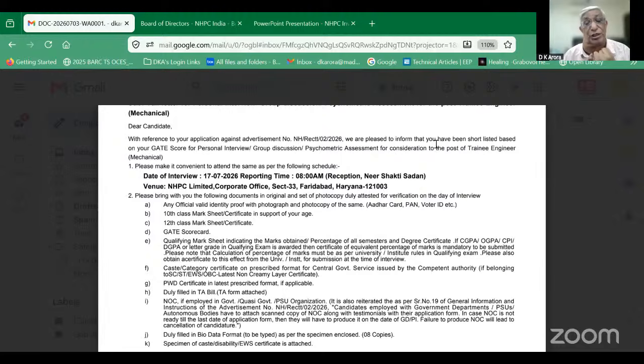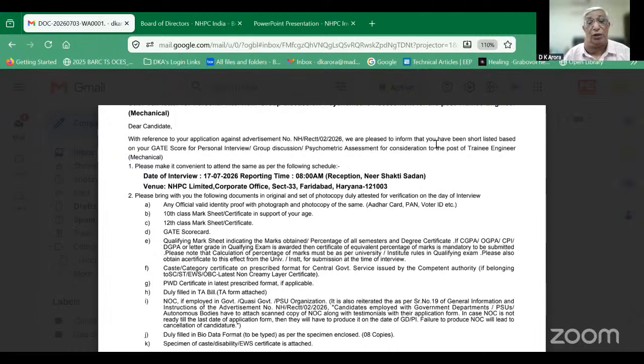Your 10th class mark sheet or certificate, which is the only acceptable proof of age, date of birth. 12th class का मार्कशीट और सर्टिफिकेट, गेट का स्कोर कार्ड नेसेसरी है, 24 के बेस पे है तो 24 का, 25 के बेस पे है तो 25 का, ये लेके जाना जरूरी है। आपके बीटेक का क्वालिफाइंग मार्कशीट, जिसमें जो भी डिटेल्स हैं वो लेके जानी है.